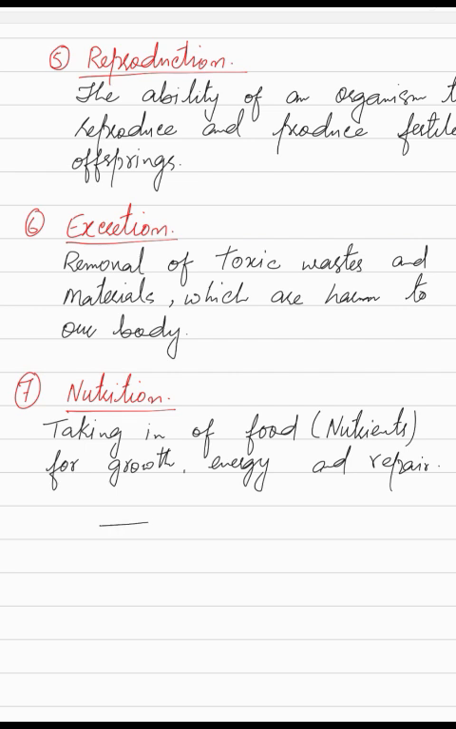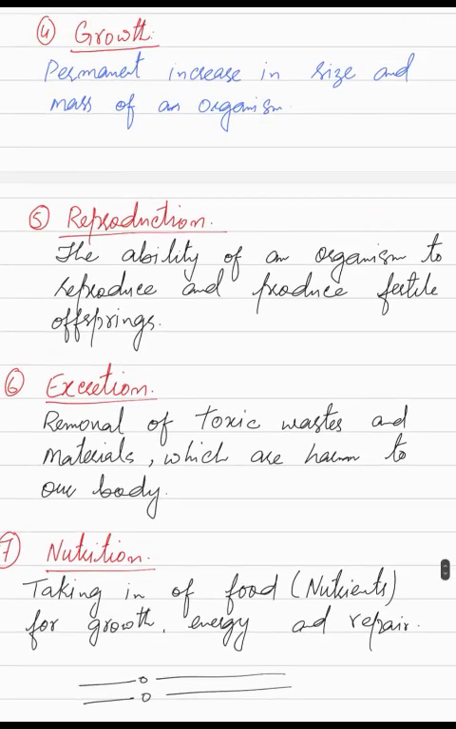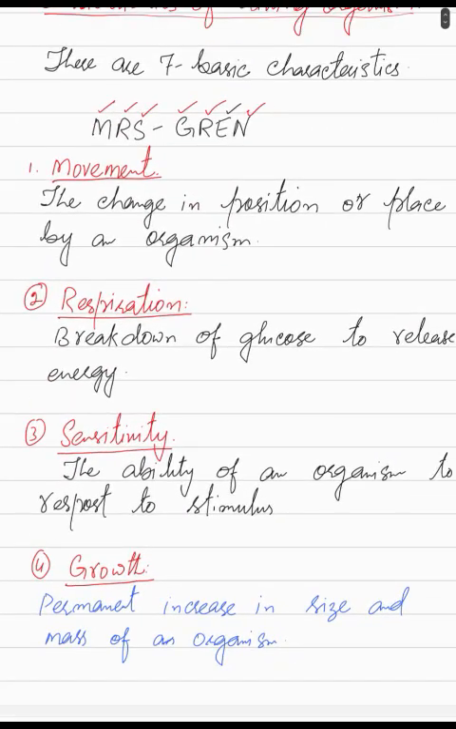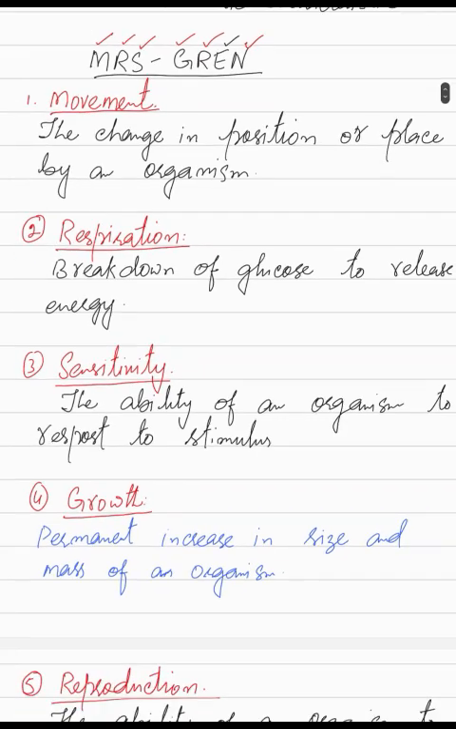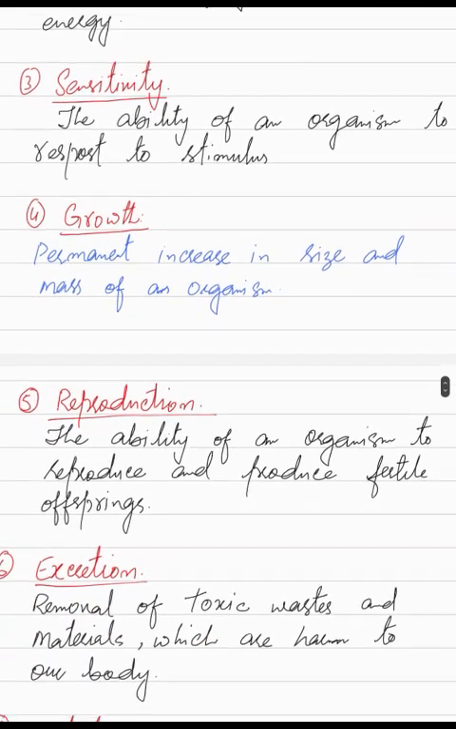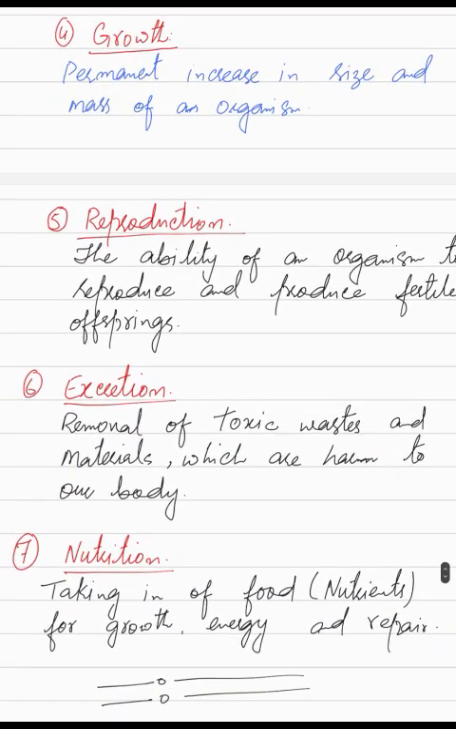So these are the seven characteristic features of living organisms. On that basis, we can say a living organism is living and a non-living is a non-living. There is a formula to remember this, that is Mrs Gren. M stands for movement, R stands for respiration, S stands for sensitivity, G stands for growth, R stands for reproduction, E stands for excretion, and N stands for nutrition.